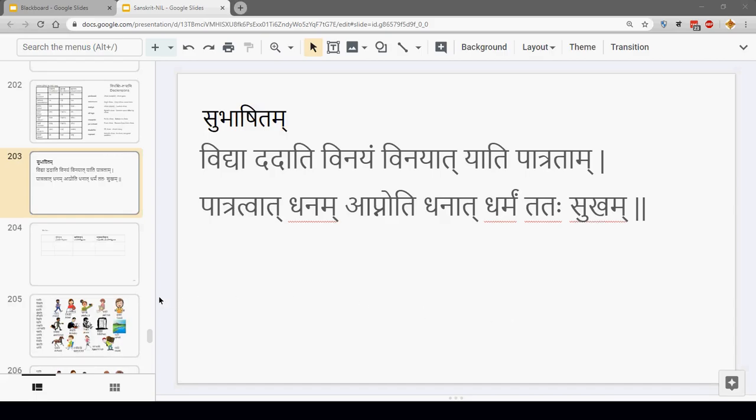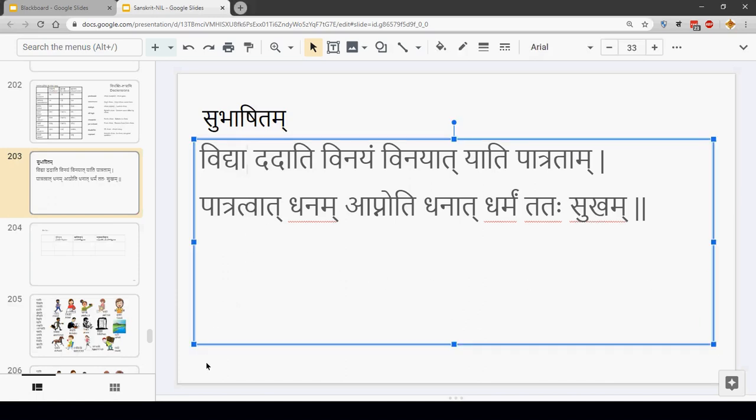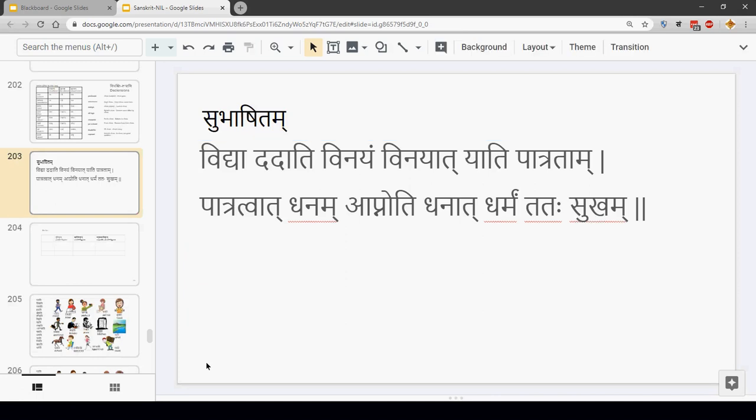This is the Subhashitam of today. Anyone want to attempt reading this? How about Jayavani? Okay. I'm sorry, I was on mute.